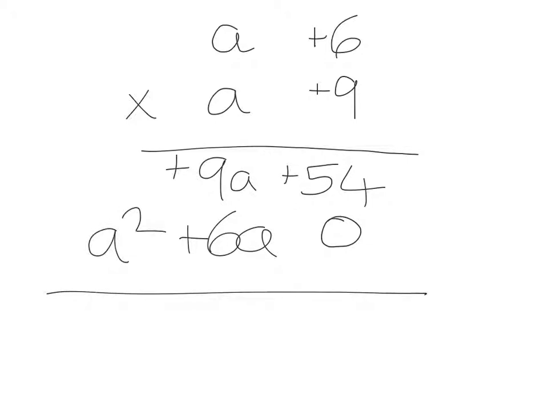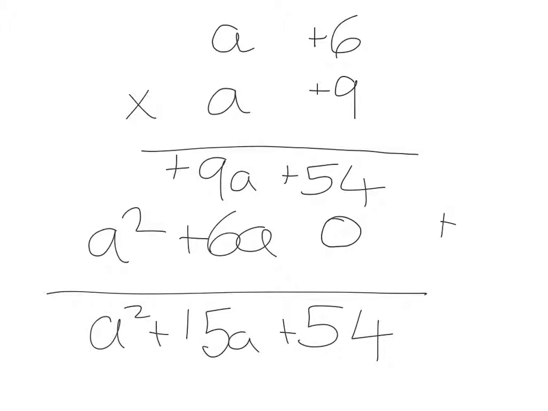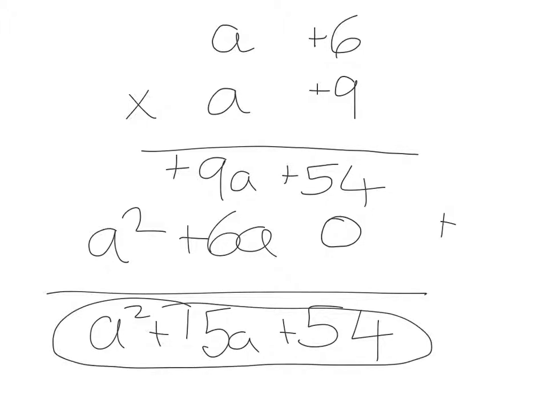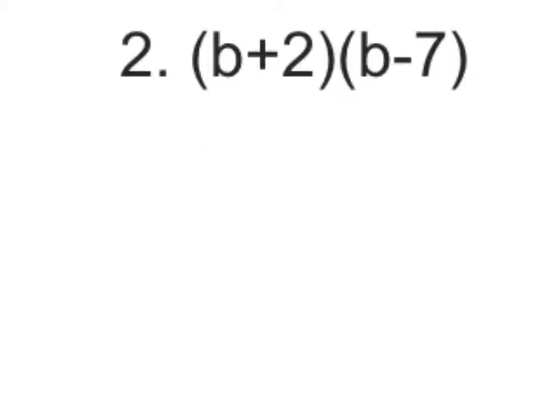Okay, and if we add these up, 54 plus 0, 54. 9a plus 6a, 15a. Positive 54, positive 15a, and a squared. So our answer is a squared plus 15a plus 54. Let's have a look at this next one. We're going to do the exact same thing. So we're going to lay it out in columns.